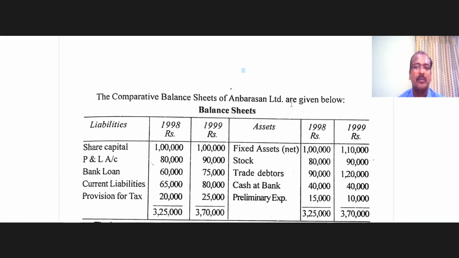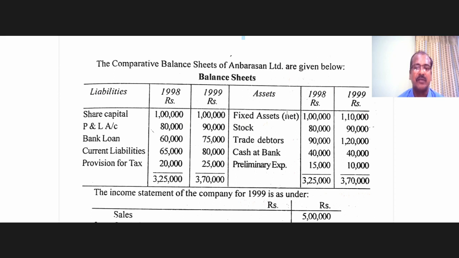Now look at the problem. The comparative balance sheet of Unbarasan Limited are given below. Balance sheets are given for 2 years, 1998, 1999. Don't worry about the period. It is for 1990s. That doesn't matter here. You can assume that it is for 2018 or 2019 as well.